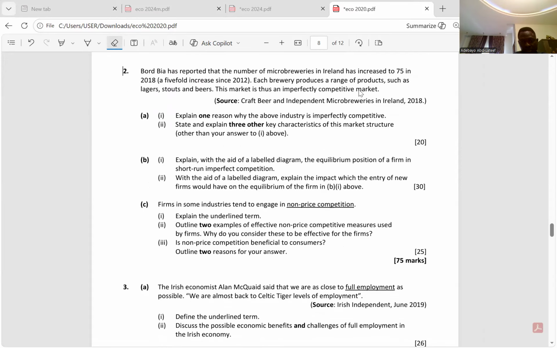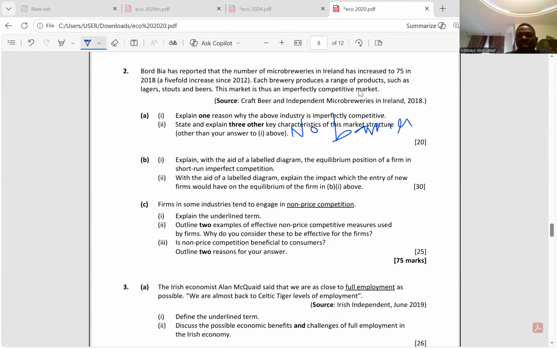They said, state and explain 3 other key characteristics of this market structure. So for an imperfect competition, what are other characteristics aside from many small firms in the market? Number one, lack of barriers to entry and exit. Many firms can enter the market according to the extract. The number of firms increased to 75 in 2018. So there are no barriers to entry or exit. This is one of the characteristics.